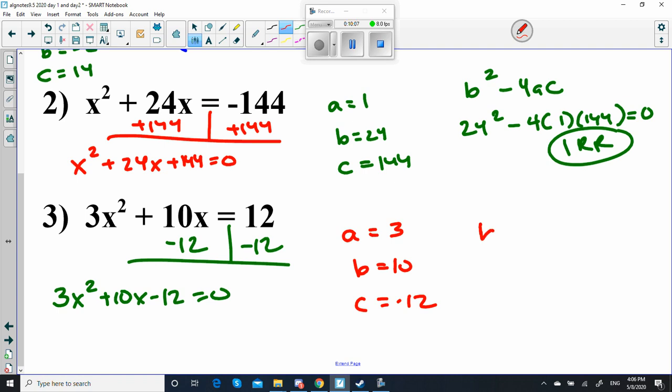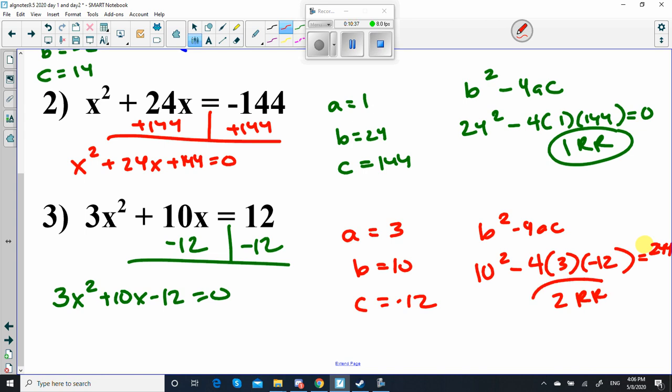So we're plugging into B squared minus 4AC. So B is 10. So 10 squared minus 4 times 3 times negative 12. Let's type this in. That gives 244. And again, you don't really care what the number is, only that it is a positive number. It's a positive 244. And because it's positive, it means that there's 2 real roots. So again, that's called the discriminant.